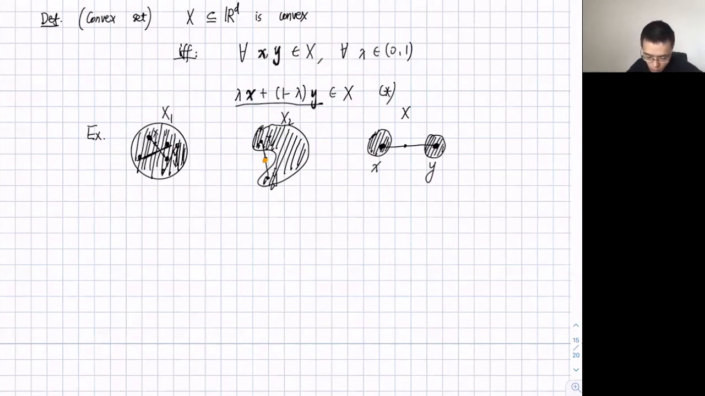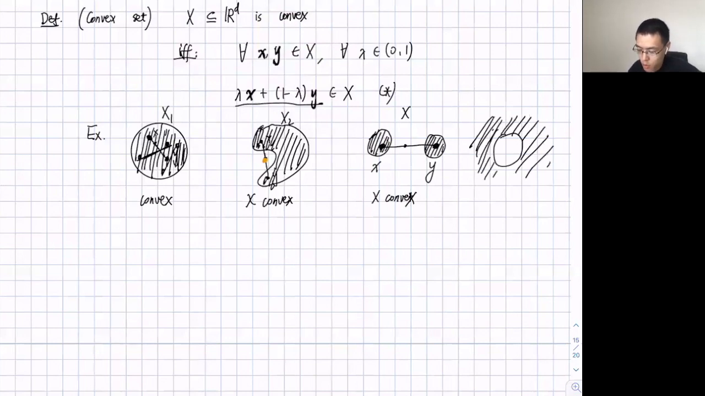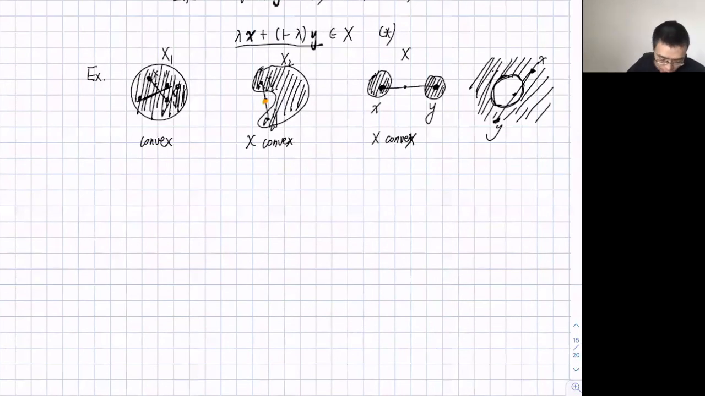Right? So this is convex, still convex, and still convex. Oh, sorry, not convex and not convex. Okay. And maybe I can have a set like this. I include all the universe except this circle. Okay, so now next we're going to define convex functions.